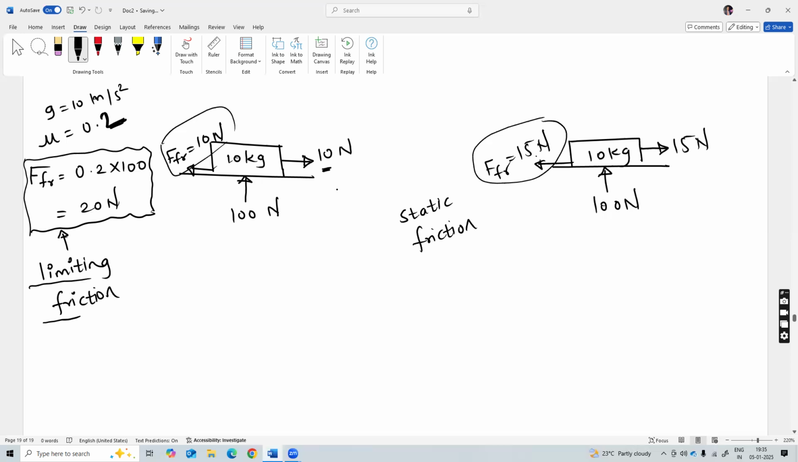Also, even if you apply 20 Newton force, then the frictional force will become 20 Newton, that is, static friction will reach the limiting value, that is 20 Newton, but since the object is not moving, it is still static friction.